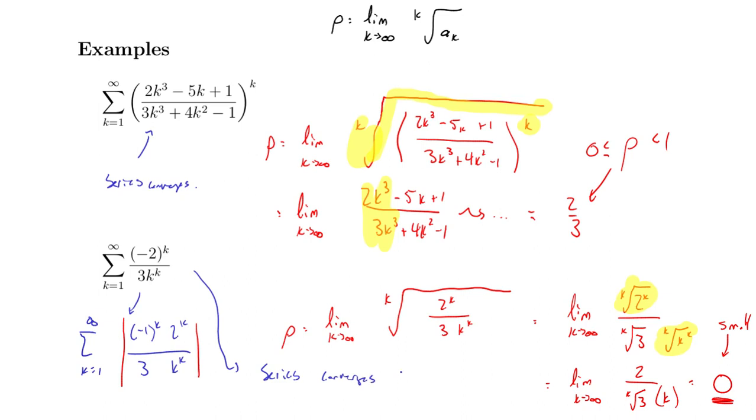converges. And then what we can say is that it converges absolutely. Because remember, this was an alternating series that we looked at the absolute value of. Since the absolute value of it converged, our series converges absolutely.